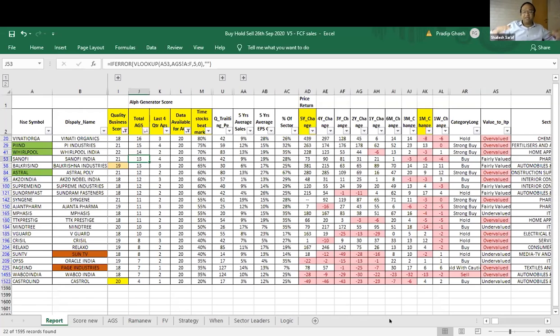These are great companies and great movement companies: Vinati, PI, Whirlpool, Sanofi, Balkrishna. So you know which are the top companies right now in your mind. And then you should study their products and their investor presentation to build a lot of conviction in these stocks.